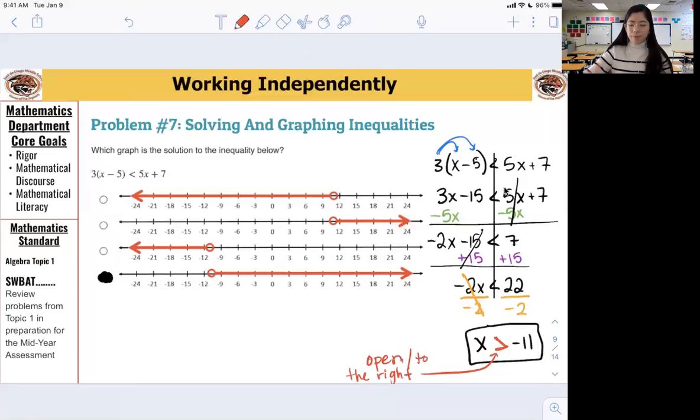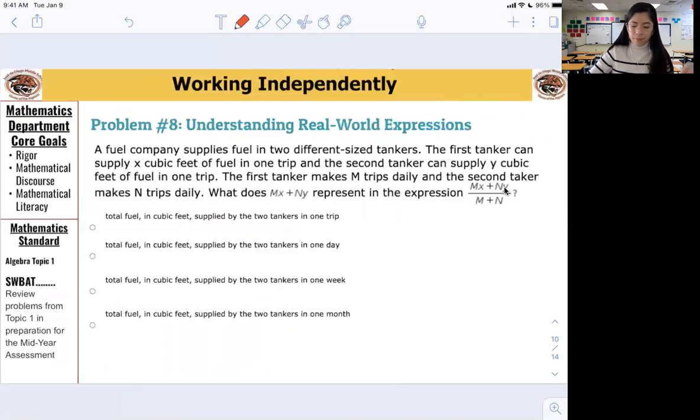All right. Number 8. Okay, this one's a tricky one. This was on your topic test like a while ago. But let's go ahead and read it.